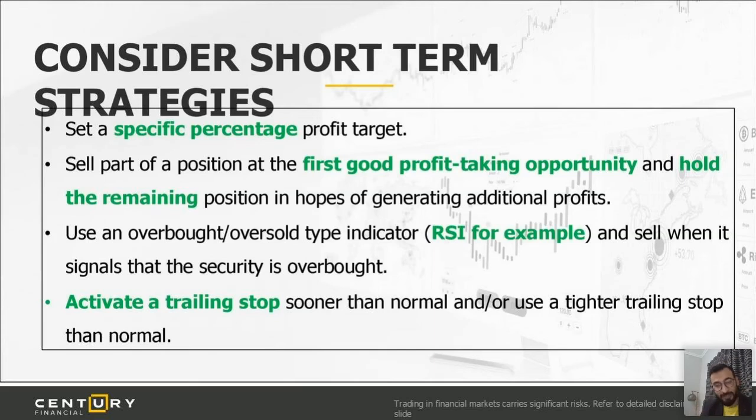This is the best example: post COVID, when the market came down, a lot of people bought, but when it went up in a V-shaped recovery, they did not sell it. They thought it's going to go higher because markets have now recovered, the world is reopening and everything, but then it came down again. So you have to set a specific percentage profit target because you're trading this as a short-term strategy.